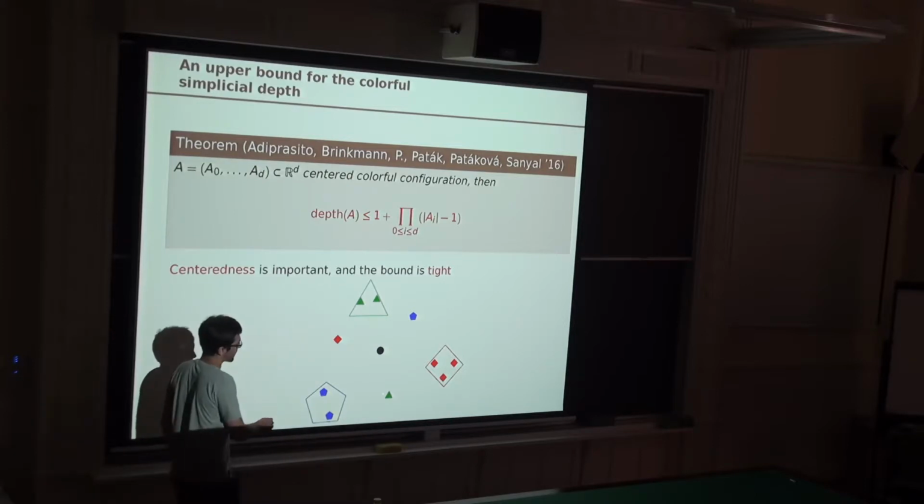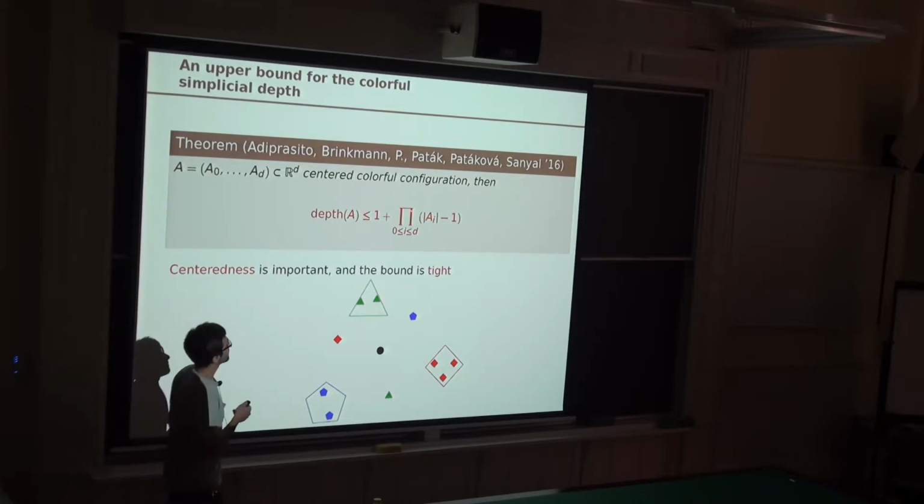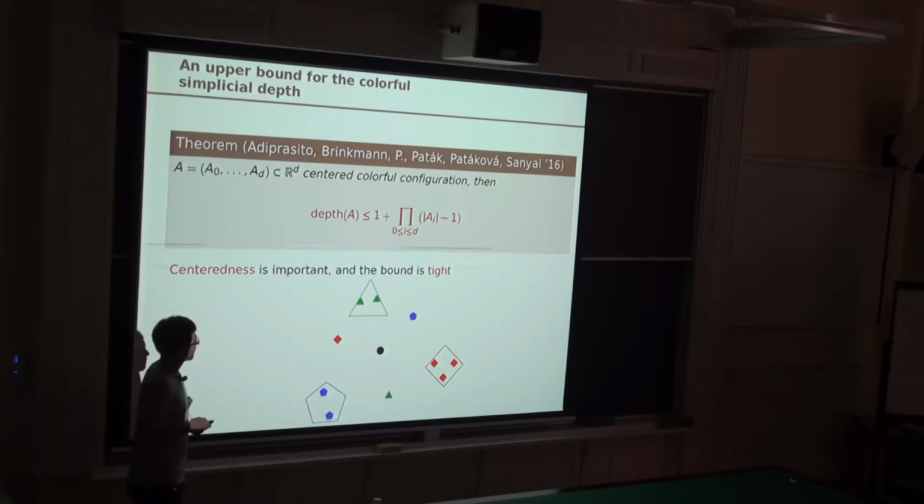Well, there's this one, which is isolated. And then take any of here, any of here, and any of here, and you'll get a colorful simplex that contains the origin. And this amounts to this 1 plus the product of the sizes minus 1. Okay? So, and this is what we'll prove.